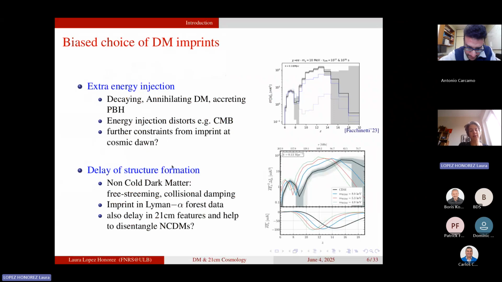On the other hand, another effect I will consider is the possibility for dark matter to delay structure formation due to its non-cold nature. The most standard suspect for non-cold dark matter is thermal warm dark matter. I will go back to this. The current strongest constraint on the mass of this particle, if I'm thinking of thermal warm dark matter, comes from Lyman alpha forest data. And I will also check if, again, 21 centimeter cosmology can tell us more about this.